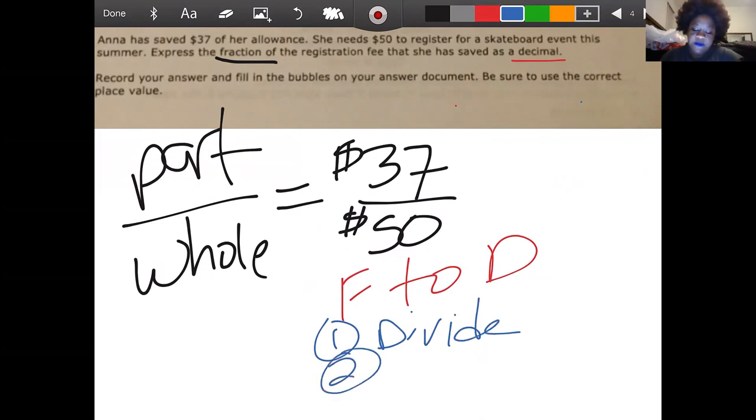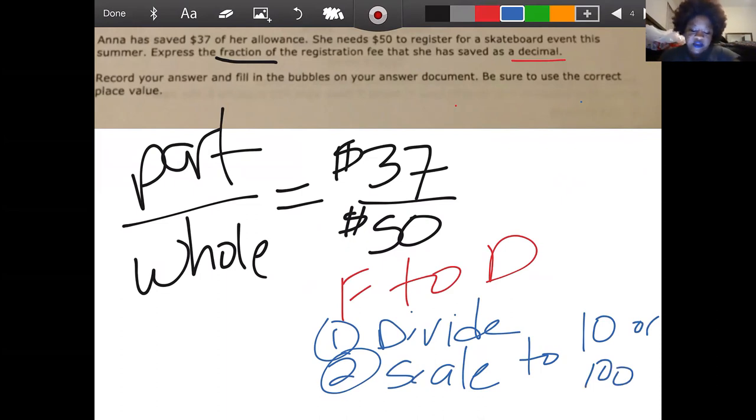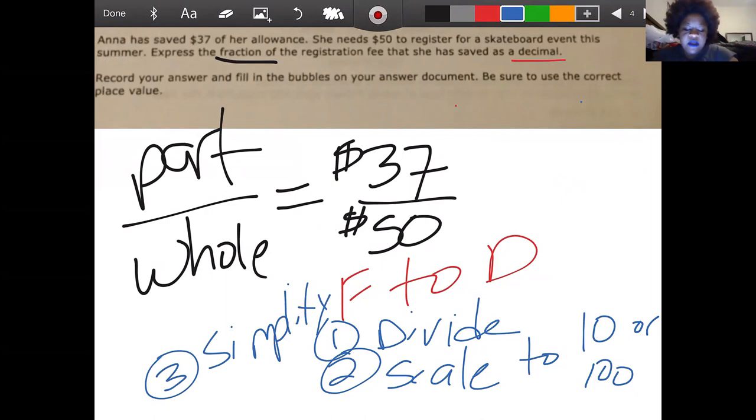Another way is to scale to 10 or 100. And when you divide, you could try to simplify first. So I'll put that as an option for those of you that like the smaller numbers to simplify. So if you simplify, you have to find a number that you can divide into 37 and 50. All right. But I'm not going to do that. If I can, I like to scale to 10 or 100.